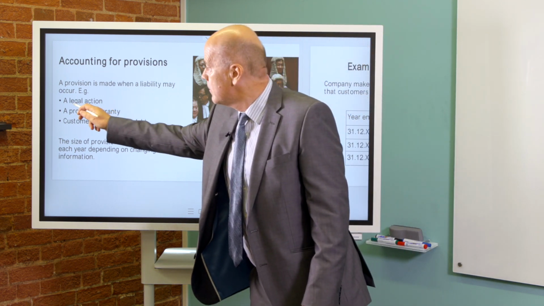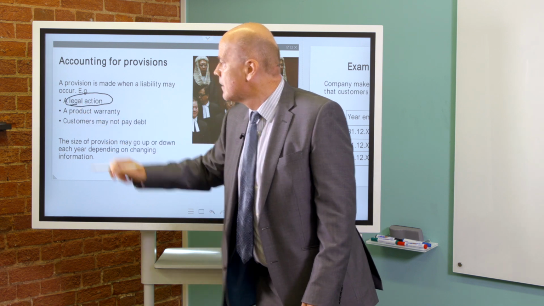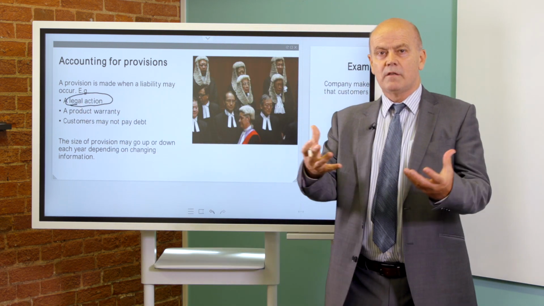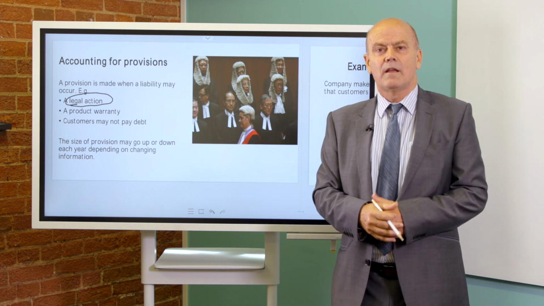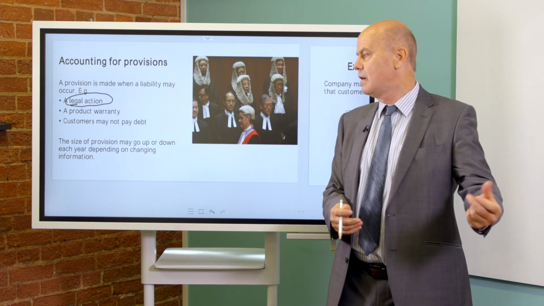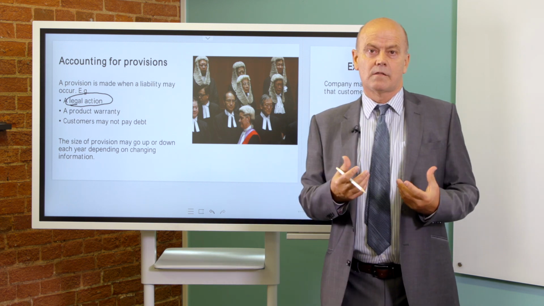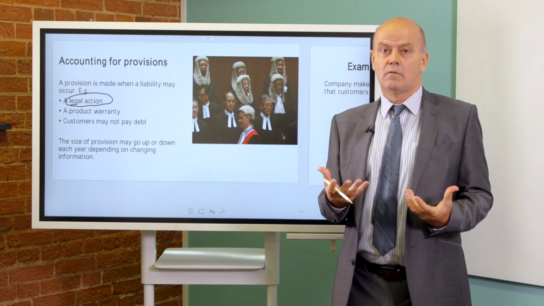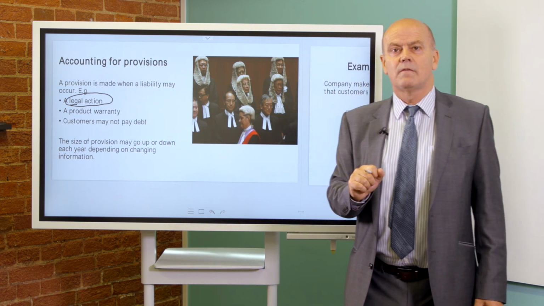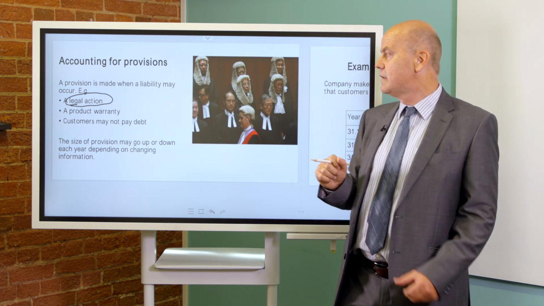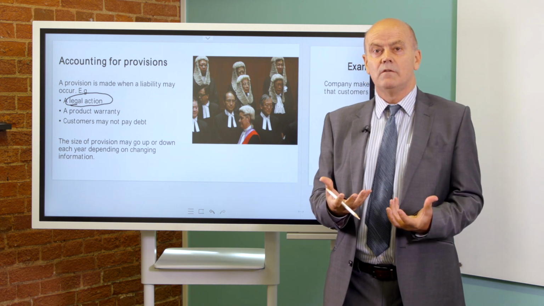So the first one here, we have maybe a legal action. So someone may be suing you for whatever reason, and we don't really know what will happen to that. Maybe it will go away, maybe there will be a cost. We really are not sure what's happening. But we do need to have money in reserve. We need to provide for that in case we have to pay out in the future.